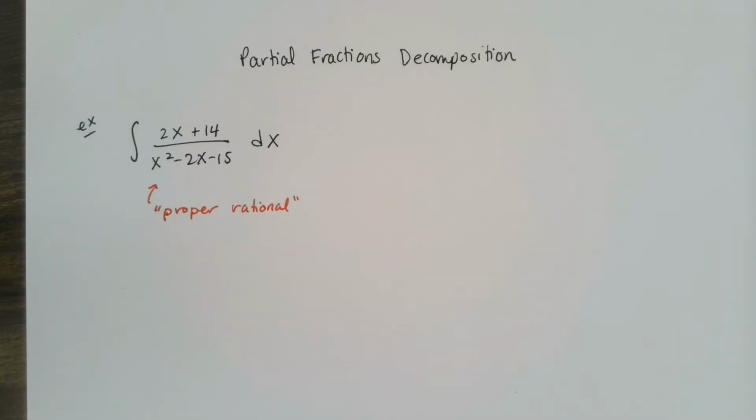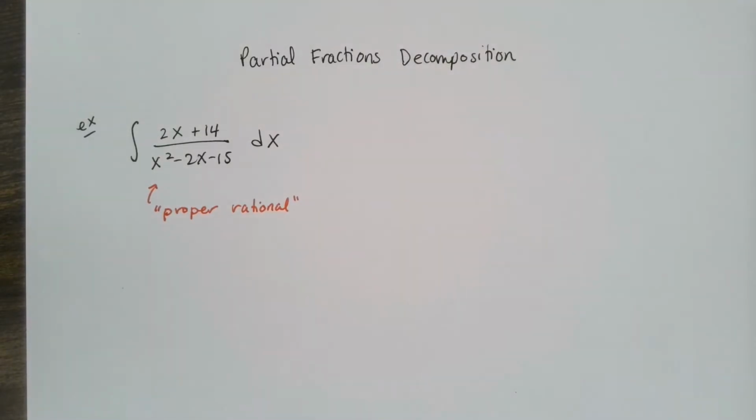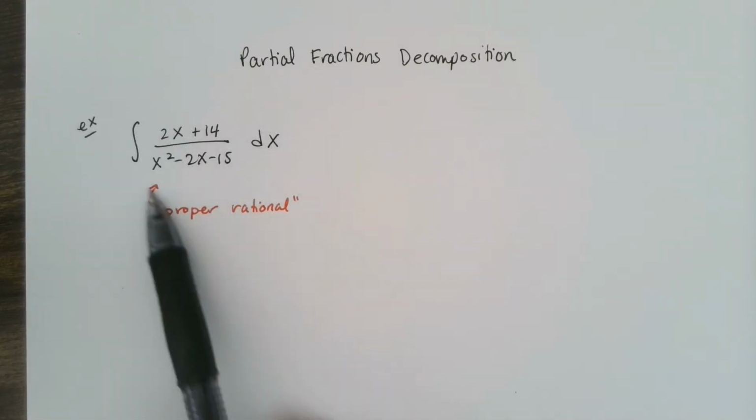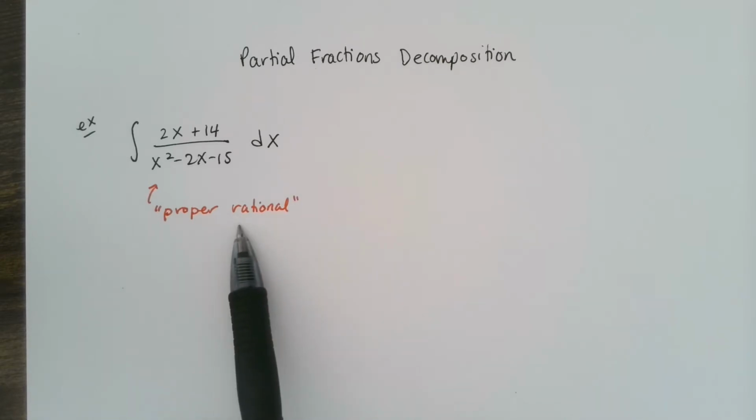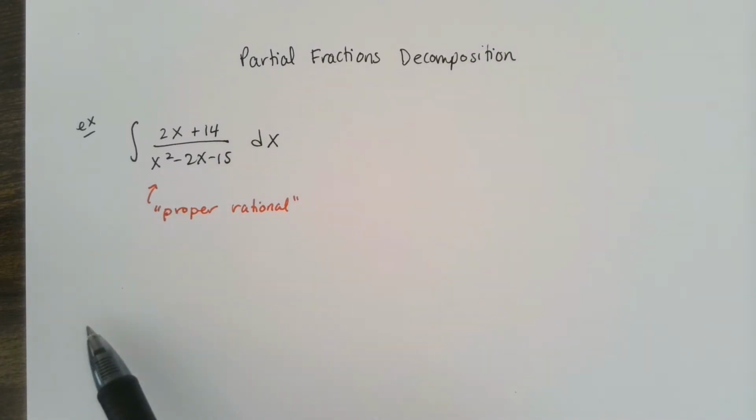Let's talk about partial fractions decomposition. So in this video, we're going to go through the example that you see written here. The first thing I want you to notice is that our integrand, which is the function in the integral, is a proper rational. We need it to be a proper rational for partial fractions, the method, to work. So that should be the first thing that you double check before you do anything.